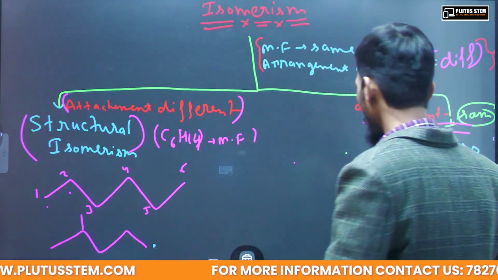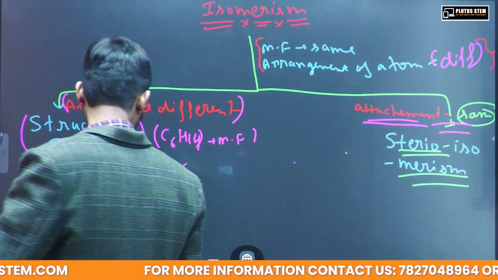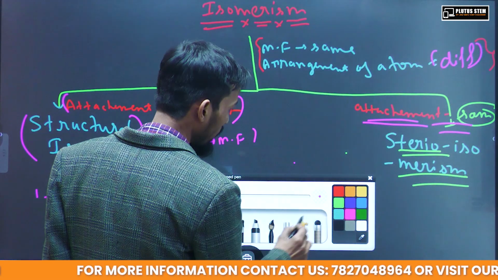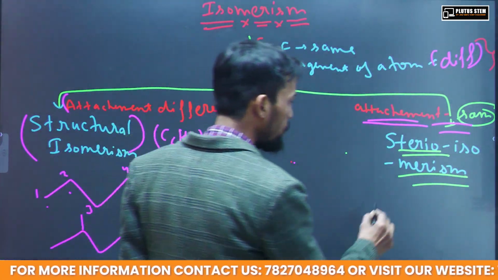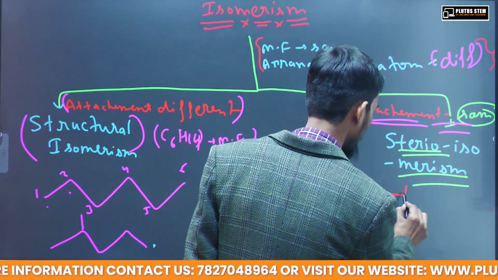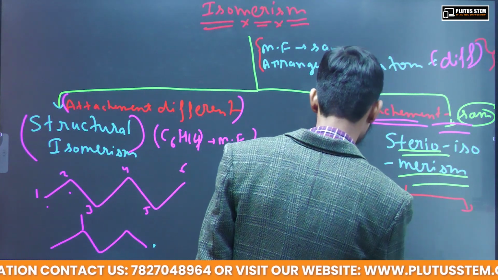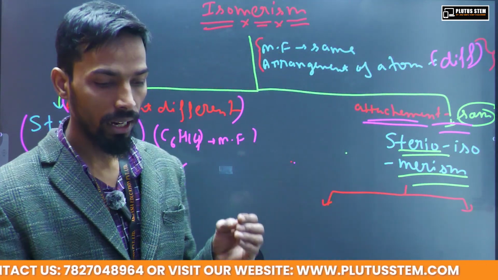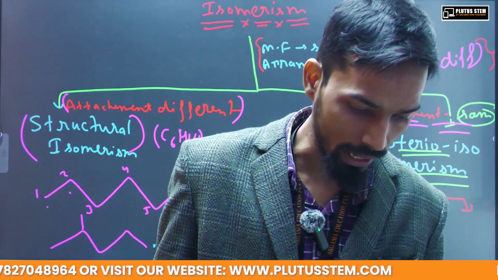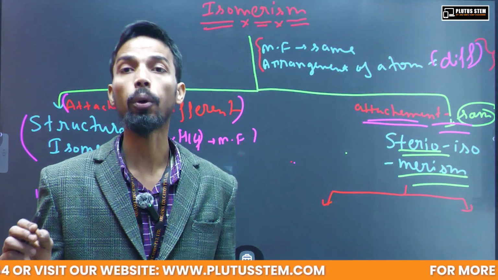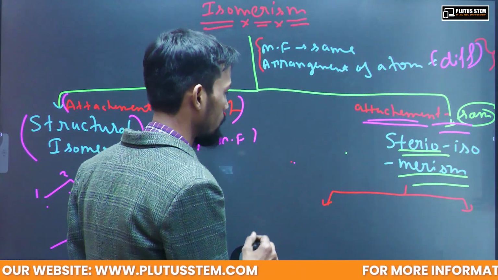So now if I want to give some more subclasses of this, stereoisomerism can be of two types. Again, these can be of two types. One is configurational isomerism and another is conformational isomerism.